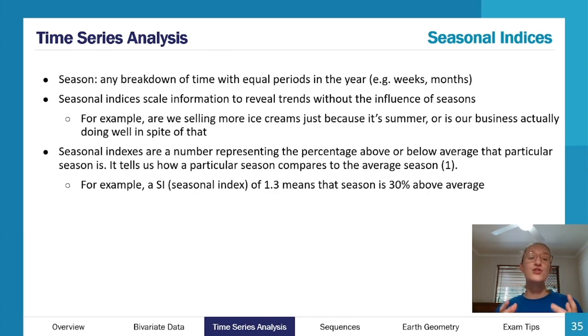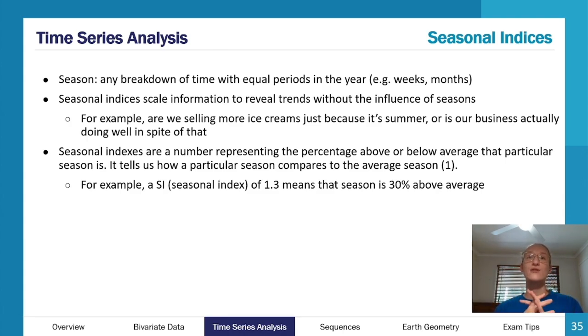So how do you interpret seasonal indices? A seasonal index of 1.3 means that the season is 30% above average. So if, for example, our summer ice cream sales seasonal index was 1.3, that means our summer ice cream sales are 30% above the average season. And say our winter ice cream sales might be 0.5, which means that it's 50% below the average season. Because mathematically, the average season is always represented by the number 1.